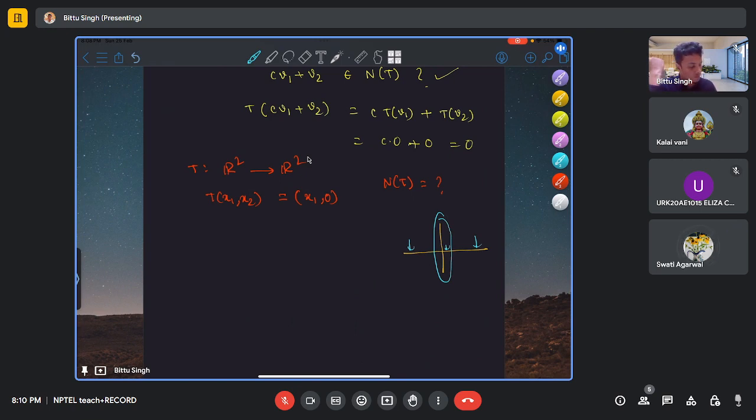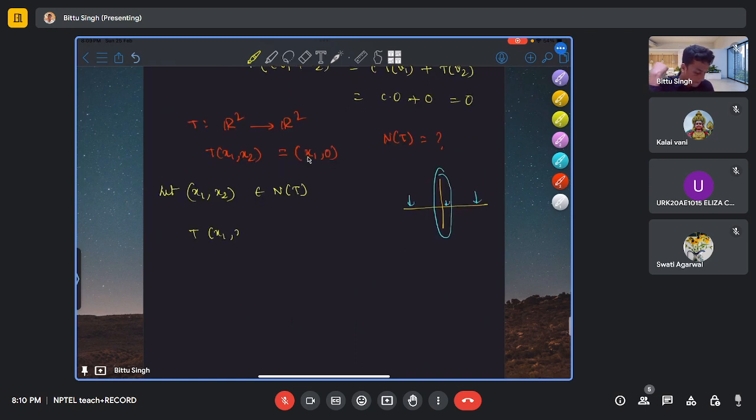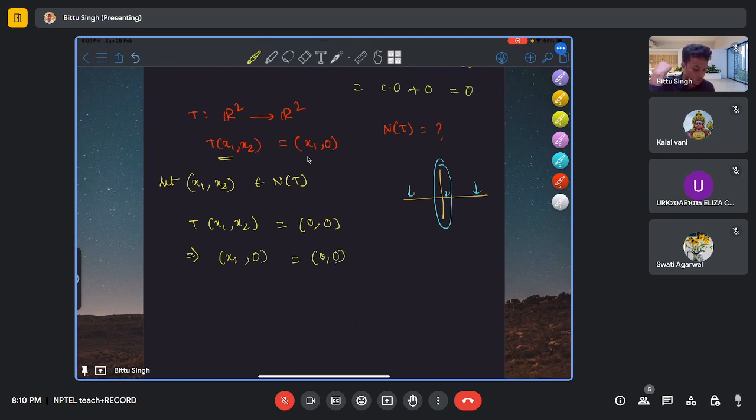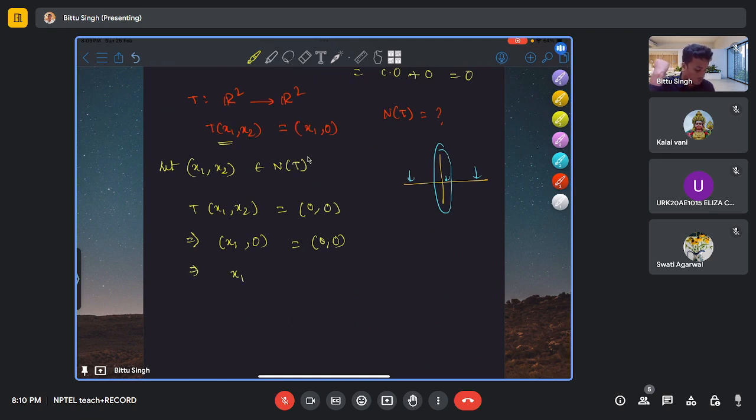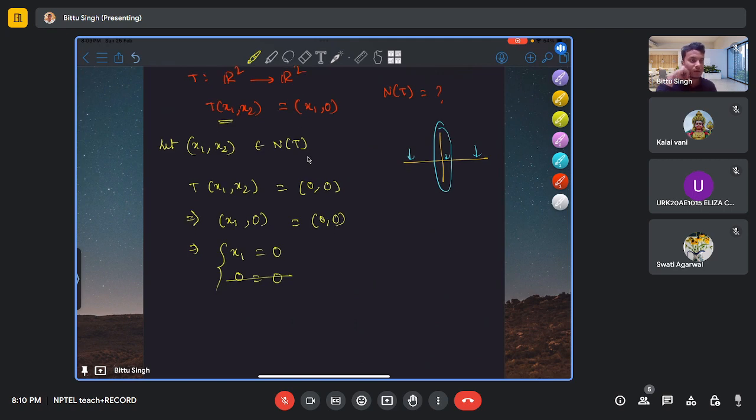Okay, let us verify this. Suppose (x1, x2) belongs to the null space. Then apply T. This should be the 0 vector by the definition of null space. But what is T(x1, x2)? This is the same as (x1, 0). So this should be the same as (0, 0), right? Therefore, this implies x1 is 0 and the other says 0 equals 0, but the second is not helpful. So what will be an arbitrary element of the null space? Therefore, the null space is x1 equal to 0 and the second entry can be anything, x2 belongs to R.